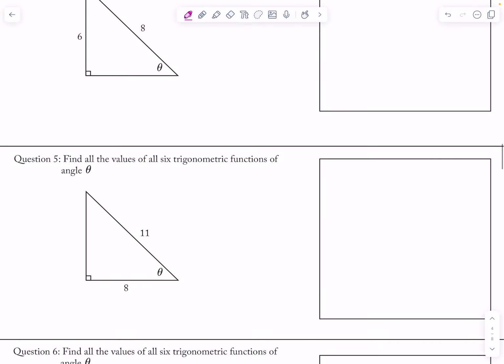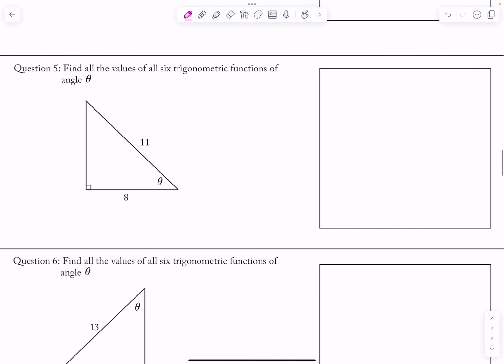Okay. Number 5. I'm looking for a different side length. So 8 squared plus b squared is equal to 11 squared. So 64 plus b squared is equal to 121. I'm going to subtract 64. So I get 57 is equal to b squared.